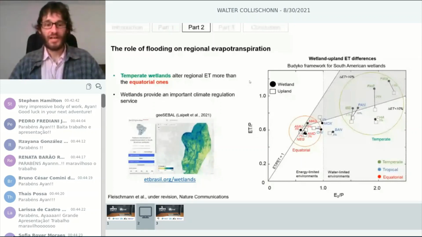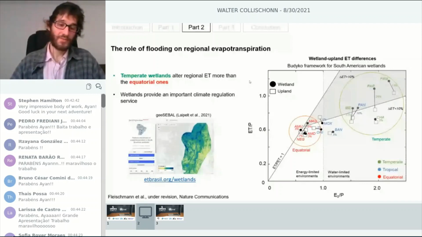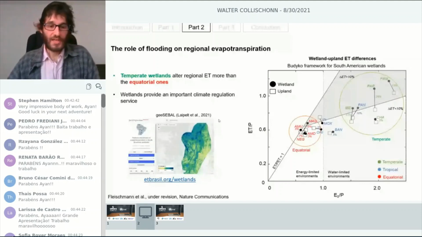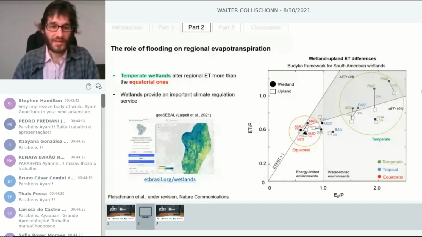And to do that, we developed a new method, a new algorithm to estimate evapotranspiration in wetlands based on the GSEBAL algorithm. You can check the publication here. And our results you can also check in this WebGIS in this link here. We uploaded our results there. And I think that the main result here is when we compare the wetland with the adjacent upland to understand what are the differences in evapotranspiration.